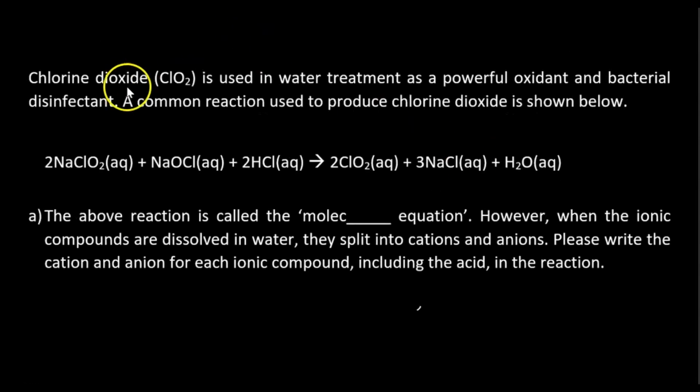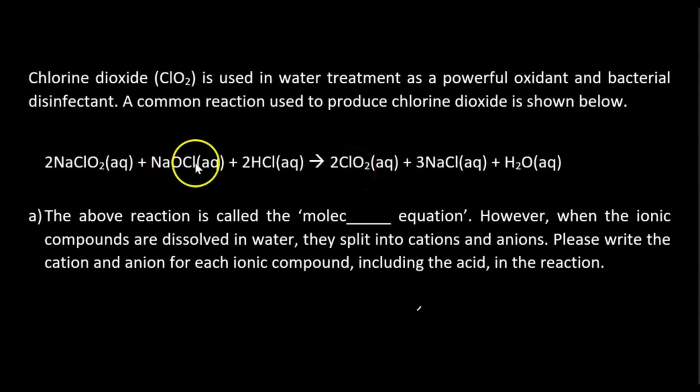So this is one example here. Chlorine dioxide, ClO2, is used in water treatment as a powerful oxidant and bacterial disinfectant. A common reaction used to produce chlorine dioxide is shown below. And here's our equation. It's like an equation, except instead of an equal sign we have an arrow. These are the reactants, going to the products. Here's our chlorine dioxide that we're producing.